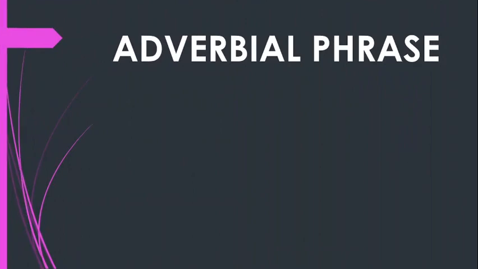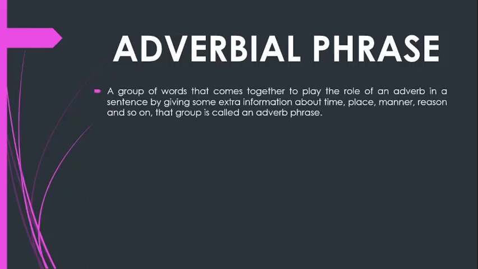So when a group of words come together to play the role of an adverb, we have an adverbial phrase. You see, when I say they play the role of an adverb, they give the description as an adverb. What they do is they tell us something about the time, place, manner, reason, all these things, just as an adverb. The only difference is adverb is one word, adverbial phrase, on the other hand, is a group of words, a collection of words. So let's have the definition.